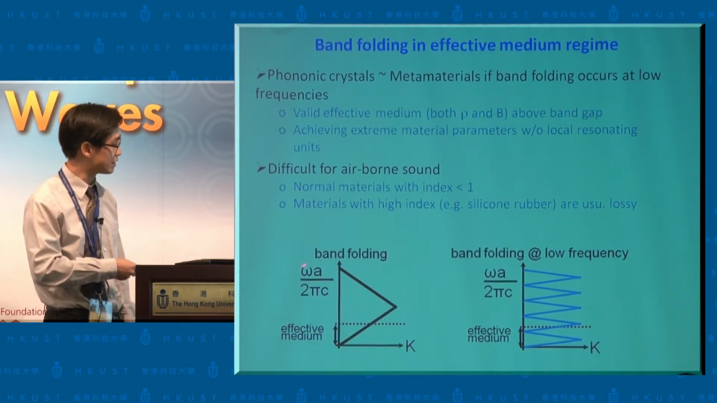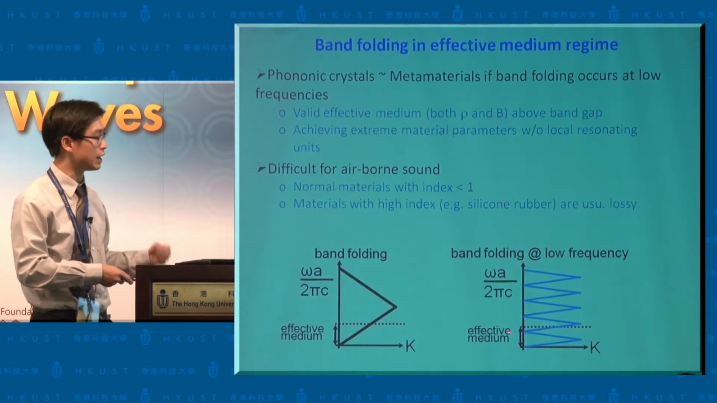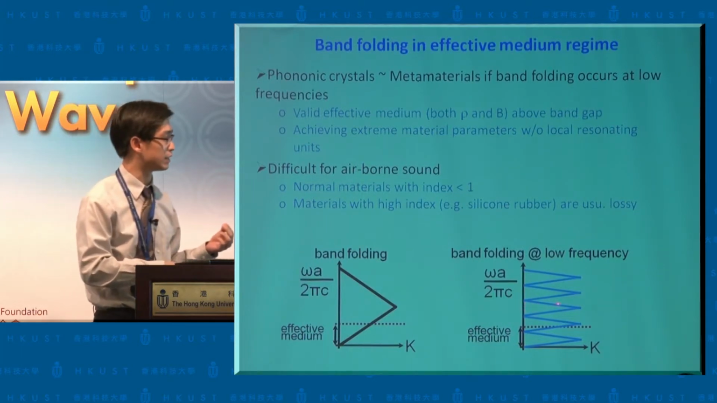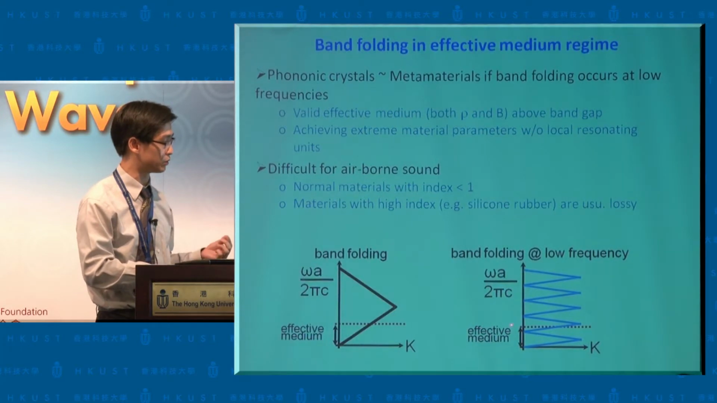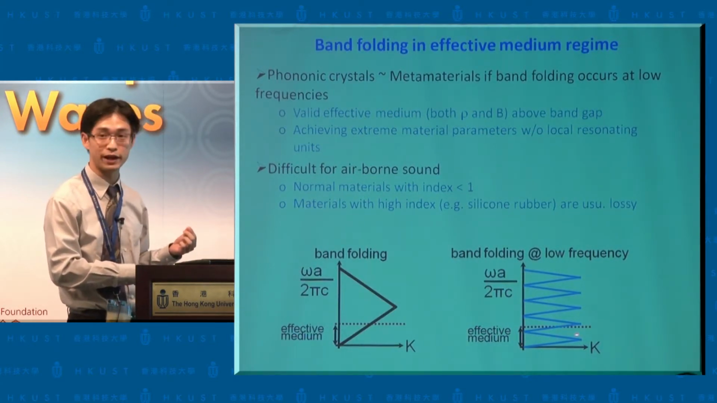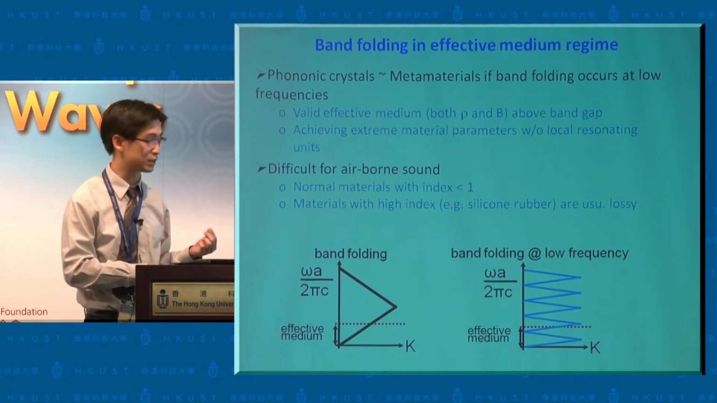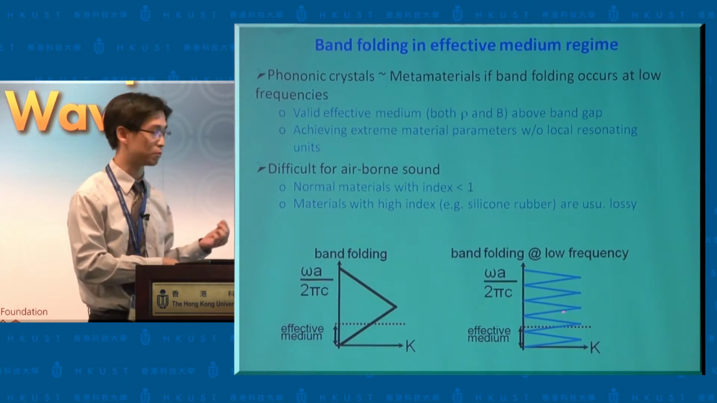The left-hand side is the usual one, where the effective medium before the band folding is only valid in this regime. If we can have really high index as the constituting materials, then we can bring down the gap to a lower frequency. So the effective medium will become valid for several bands. Then we can generate extreme effective parameters and extreme acoustic properties.